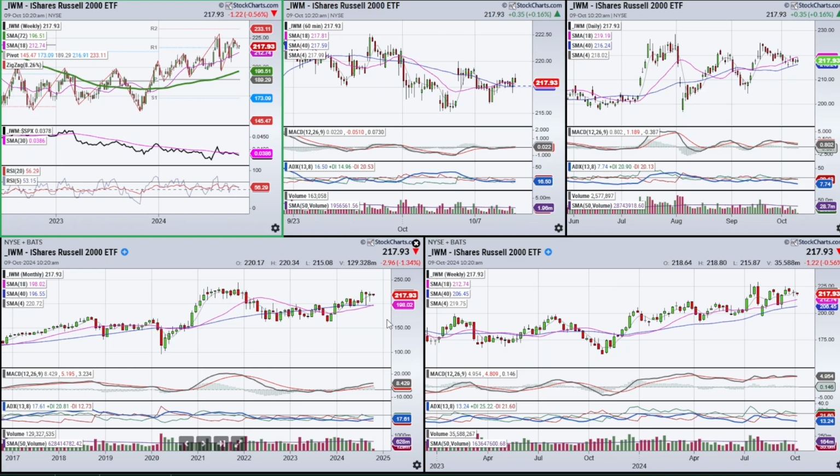I just like to look at the IWM because I've studied this for a long time. And when this line is rising, the environment is a lot better. So we need this to really bust through 225 and get things going.